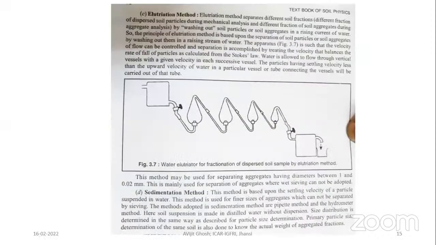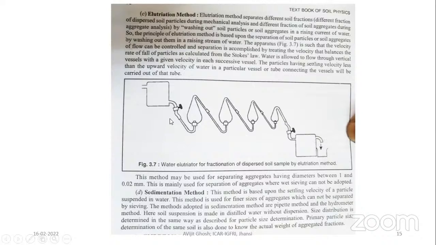Another method is the elutriation method. What is done here? Loose soil is kept in a chamber, and it is connected so that water is passed from this place. As you pour water in this place, due to pressure, it will come here. This type of glass flask is kept in a series. You can see that the height of the flask is decreasing gradually and the size of the glass is decreasing gradually.